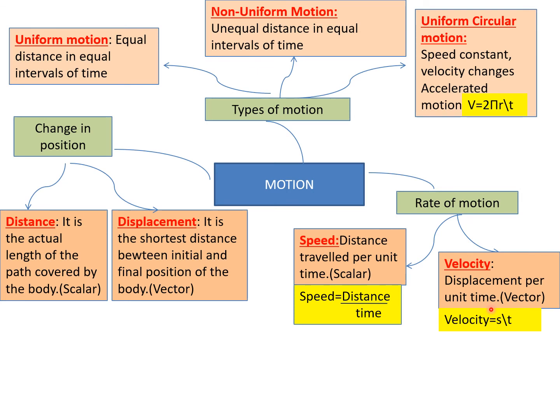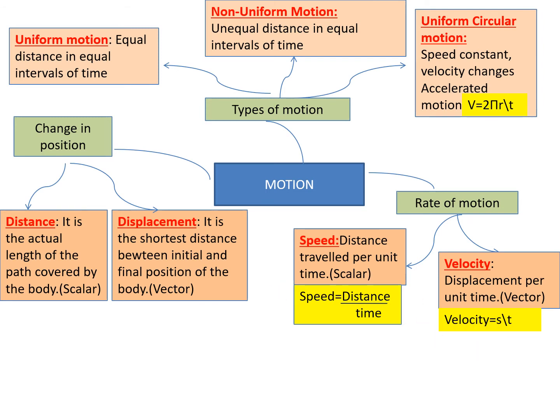You have to tell that velocity of a body can be defined as the displacement covered by the body per unit time. And it's a vector quantity. What will be the formula for speed? Distance upon time. What about velocity? Displacement upon time. See, displacement or distance we represent by S.